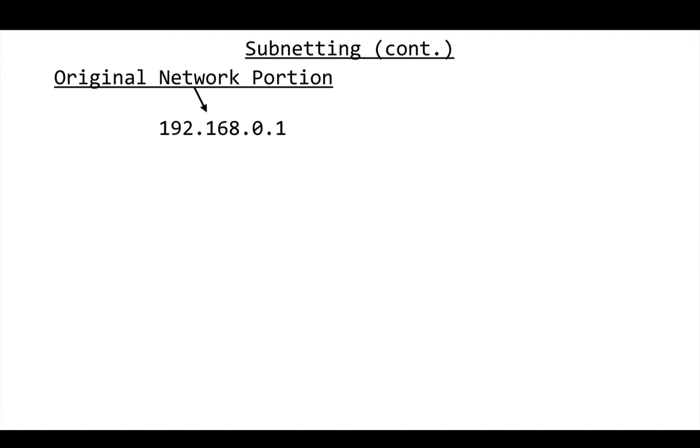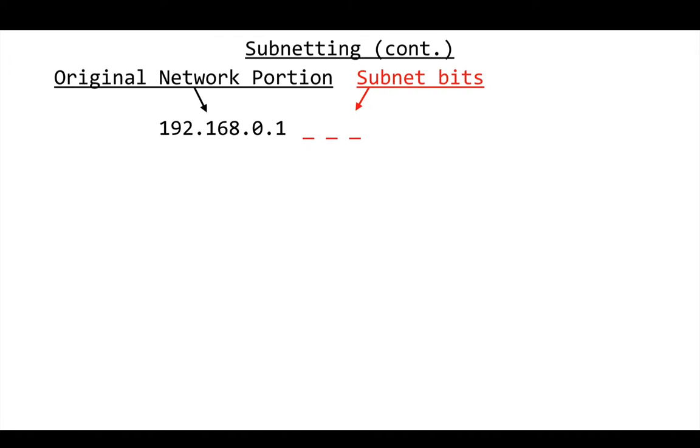So our original network portion is 192.168.0 dot, and that third octet is going to be shown in binary. So that's actually the high bit, the 128 out of the network number.